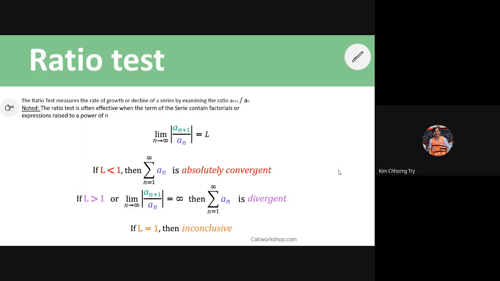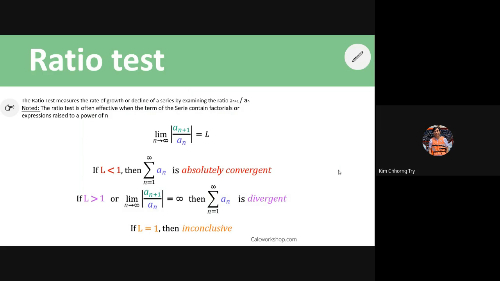When L is less than 1, the series of a sub n is convergent, or absolutely convergent. But if L is greater than 1, or the limit is equal to infinity, then the series is divergent. If L equals 1, then the test is inconclusive.